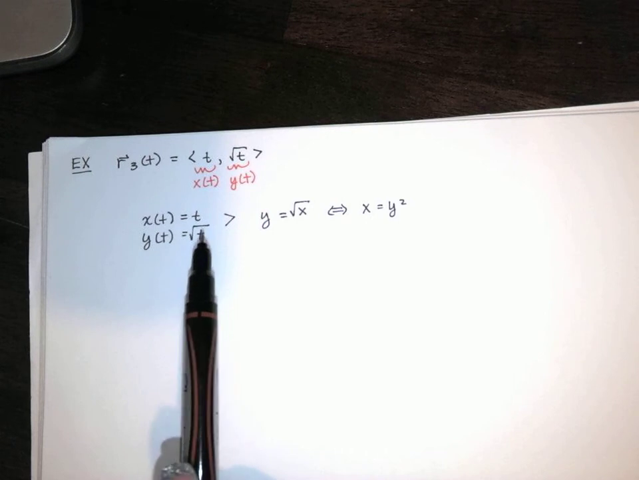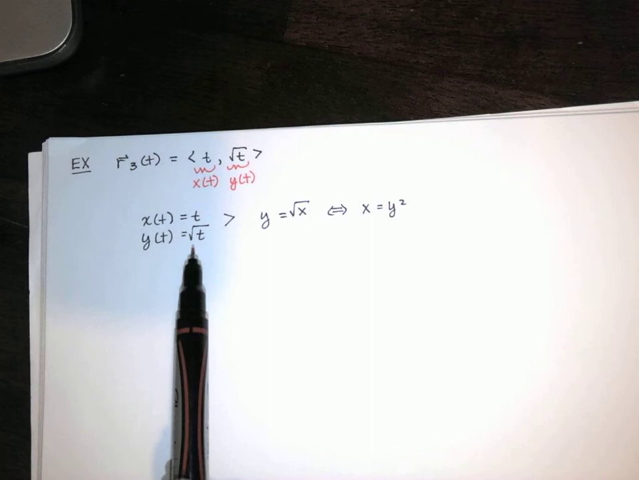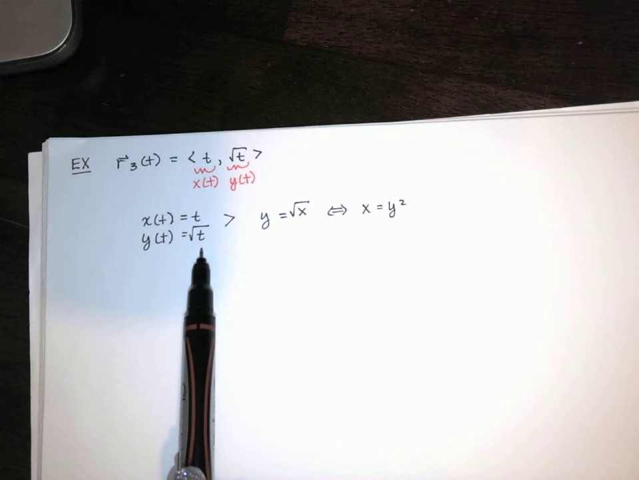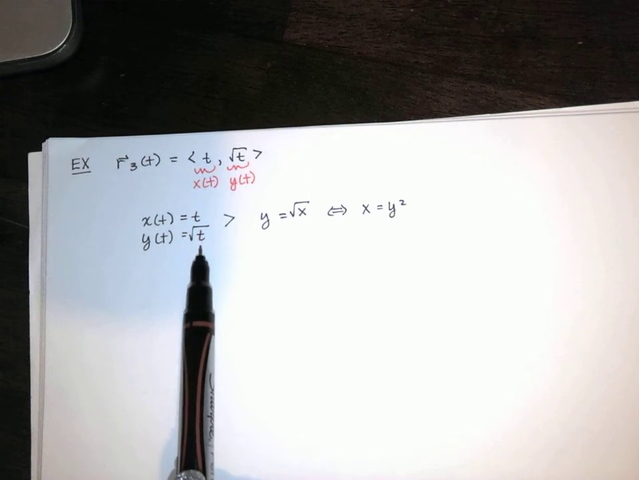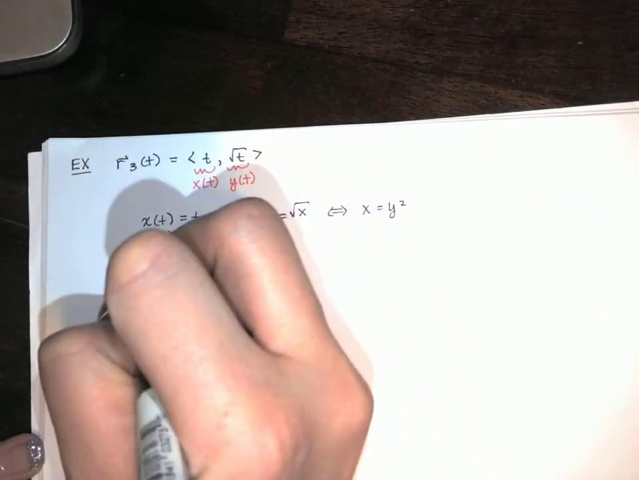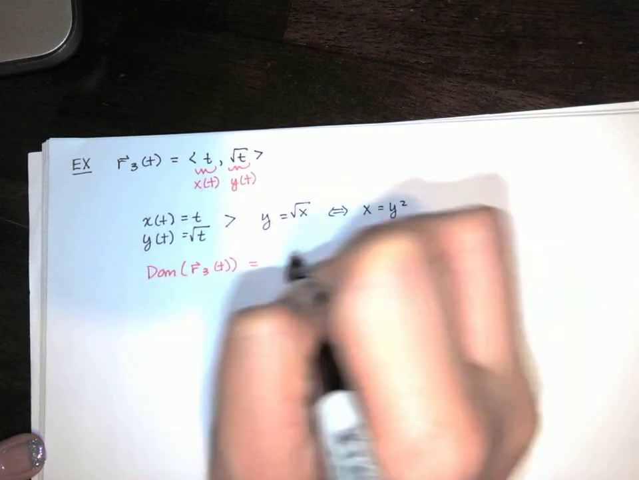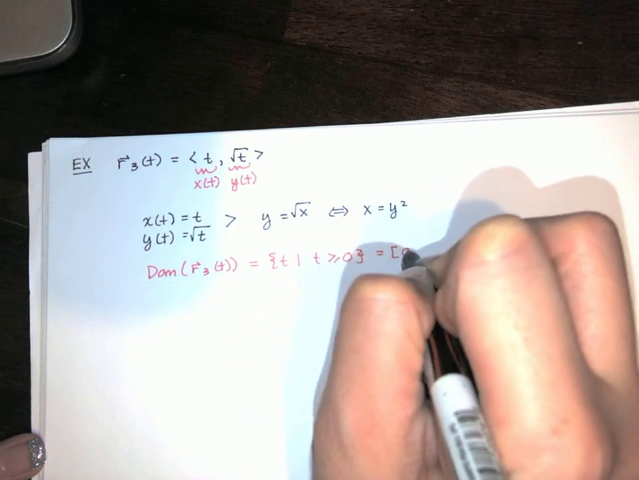Remember from your pre-calculus days, you cannot take a square root of a negative number, not in this class. In this class, we're only dealing with real numbers. I could take the square root of negative 4 and I'd get 2i, but I don't want any complex numbers, not in this calculus of real variables. The domain of this is not all real numbers. We're restricted. t has to be greater than or equal to 0. So the domain of r sub 3 of t is the set of all t such that t is greater than or equal to 0, which is just 0 to infinity.